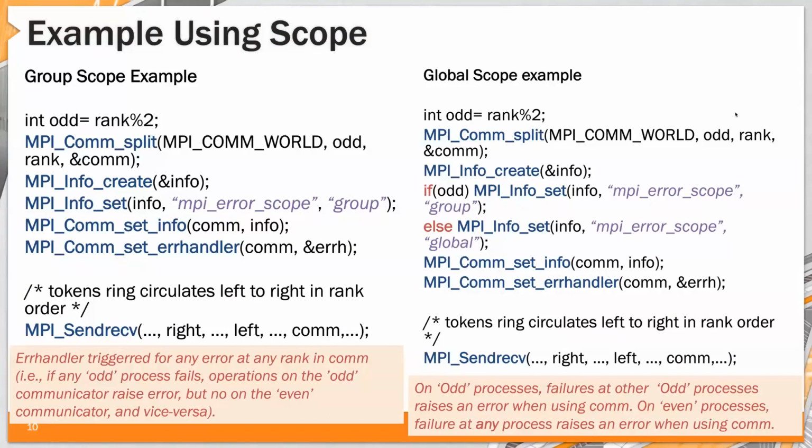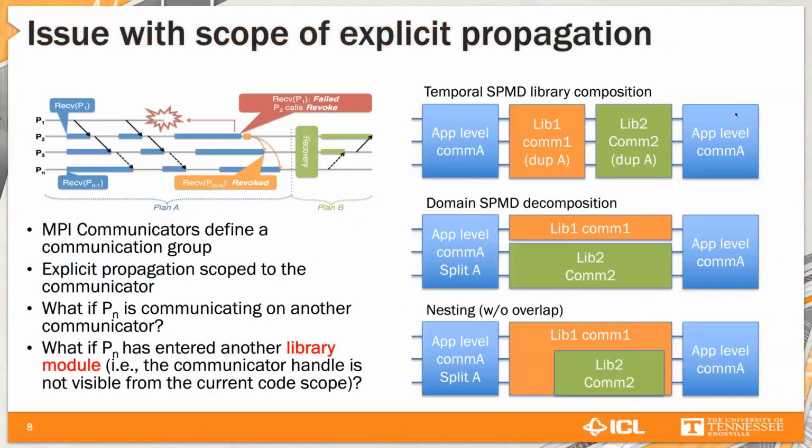So here we are creating an info object, and we set the special info MPI error scope to group, and we set that info on the communicator. So that means that after we've done that, this MPI send receive pattern, which is basically the communication pattern we saw in the previous figure, let me go back a little bit to show that again. So you see on this communication pattern here, we are transmitting a token, and this repeats. This is that send receive: you're receiving from your predecessor, you're sending to your successor.